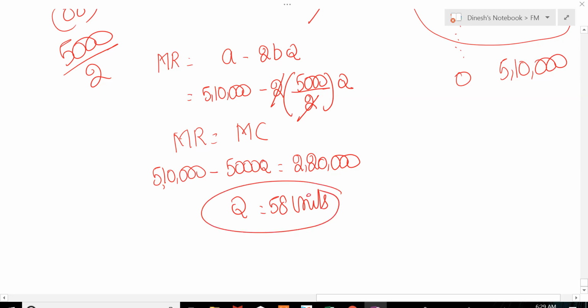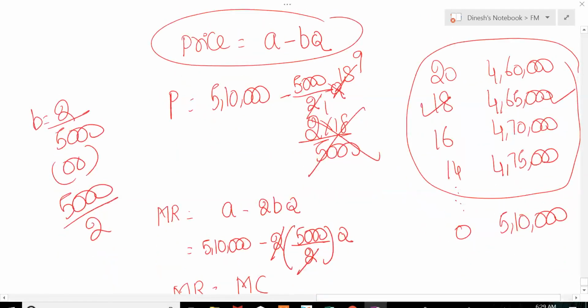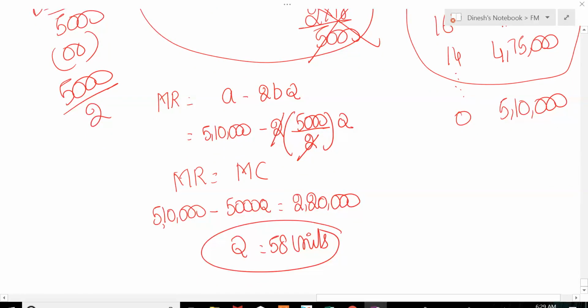Now listen, I'll maybe again explain this. We started with the price equation, where A refers to the price at which you will sell 0 units. B measures the rate of price and quantity change. There's a relationship between the price and the quantity change which is getting measured in terms of B. We formed this equation. I cross verified this equation with this chart which was there side by side. Then we formed the equation for MR.